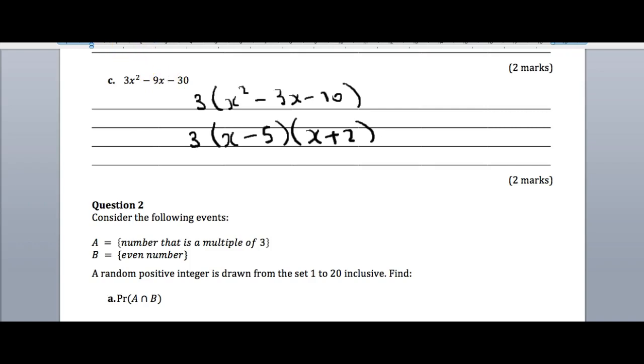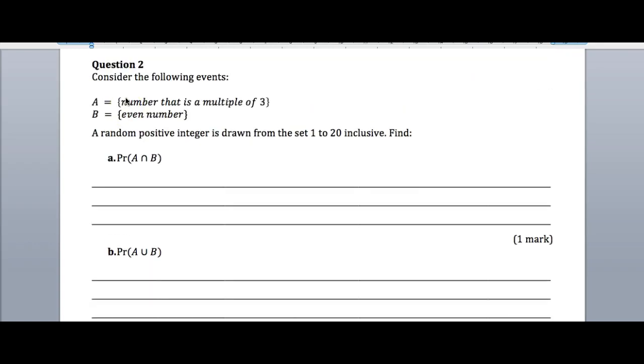Okay, let's move on to question 2. Okay, so here we're thrown in probability. Consider the following events: A, a number that is a multiple of 3, and B, an even number. So a random positive integer is drawn from the set of 1 to 20 inclusive. Find the probability of A and B. So you can, if you want to, do it as a Venn diagram.